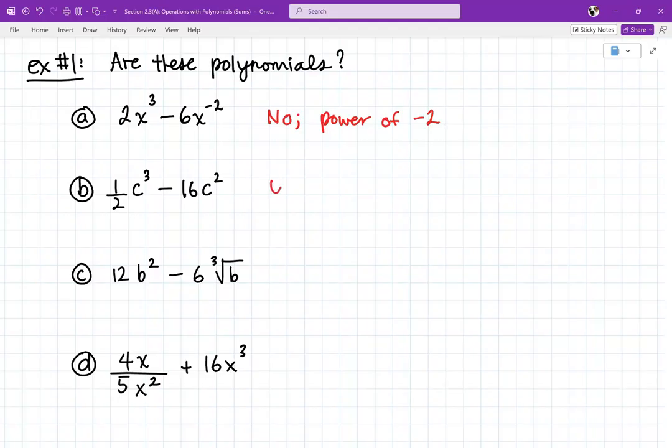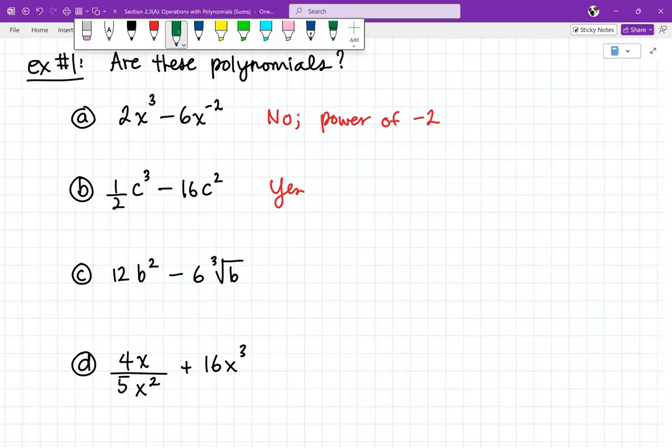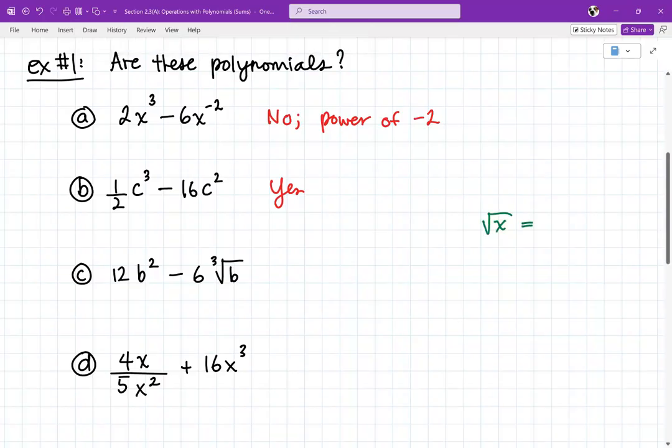It passes all the tests, right? They're not negative powers. They're not fractional powers. They're not decimal powers, right? They're positive integers. What about part C? Now, this one is going to remind you a little bit of something you may have done in math 2. This is just a quick reminder. If I write square root of x, that's the same as writing x to the half. Okay, they're called the fractional powers. Cubed root of x is the same as writing x to the 1/3. Okay, if I were to write fourth root of x, that's x to the 1/4.